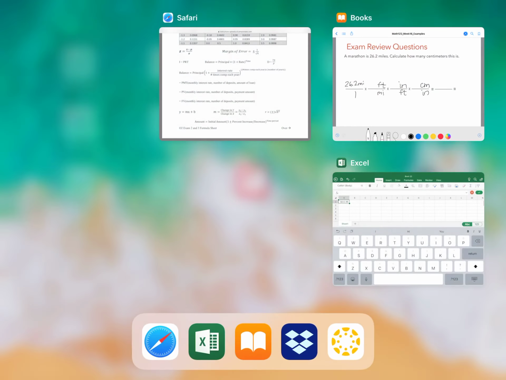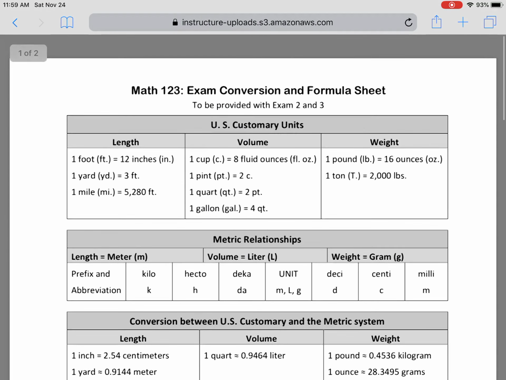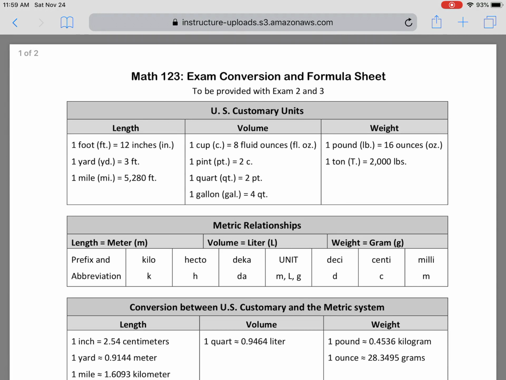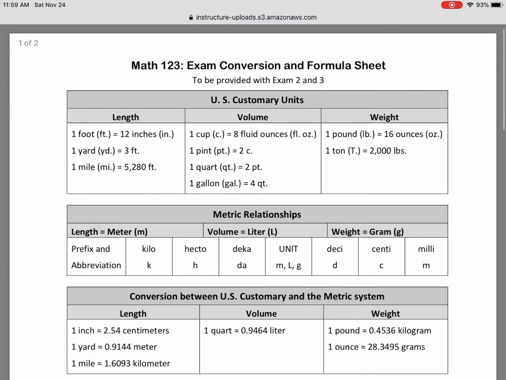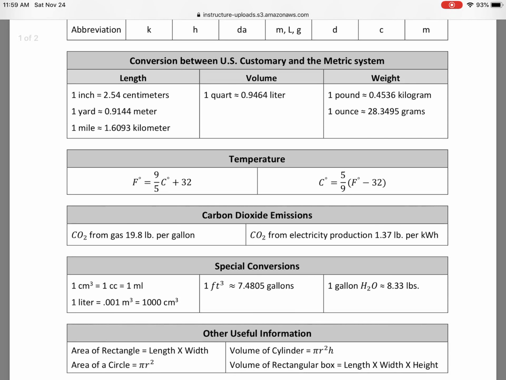So let me go back to the formula sheet for just a minute. If we go up here, this is where you're going to have all your formulas. So I have feet into inches. I'm going to use that one. Miles into feet. I'm going to do that. And then down here, under length for the metric and US customary, I have inches and centimeters. So I'm going to use that as well.